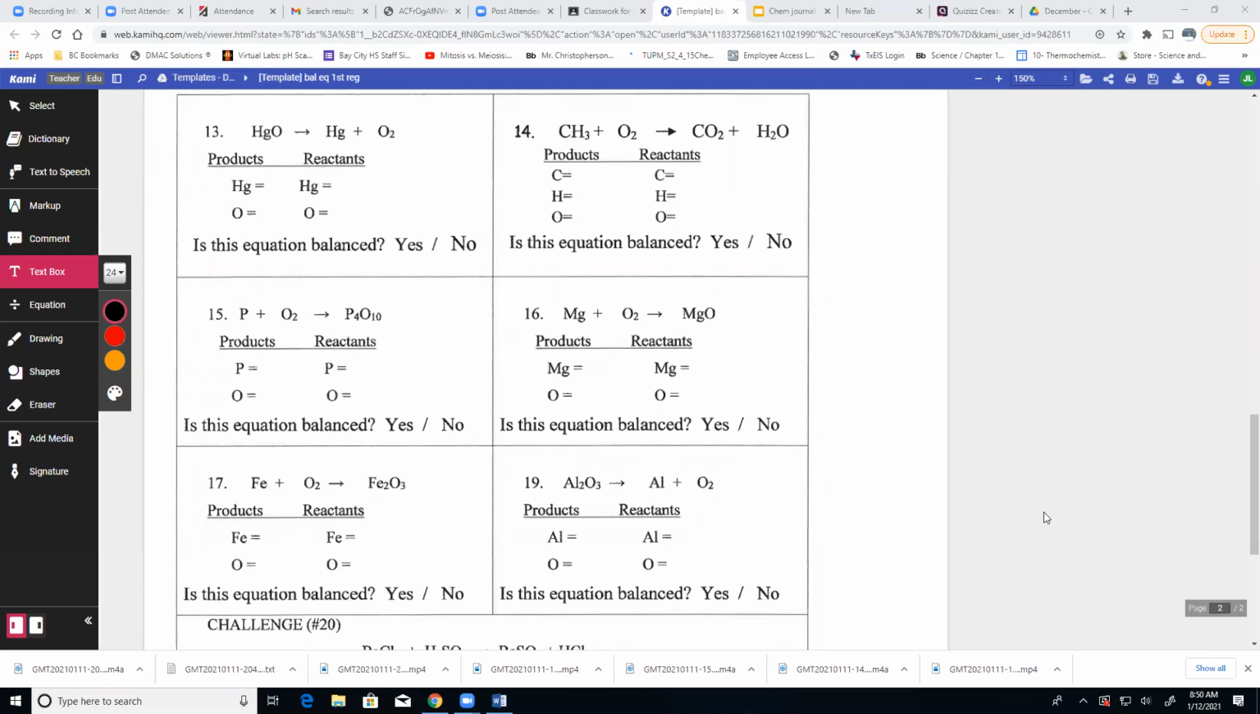If you've got all these, you can start on the other worksheet that's just balancing too. I don't have it all set up, you have to set it up yourself. All right, let's see where we're at.